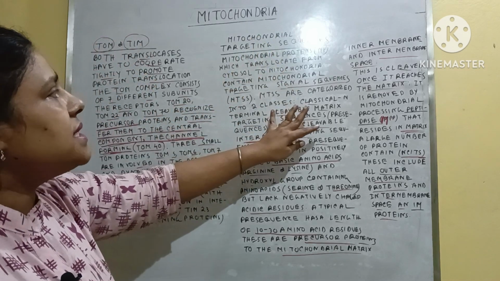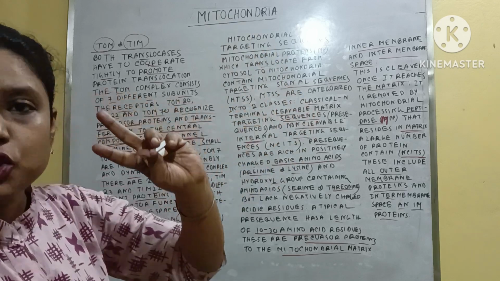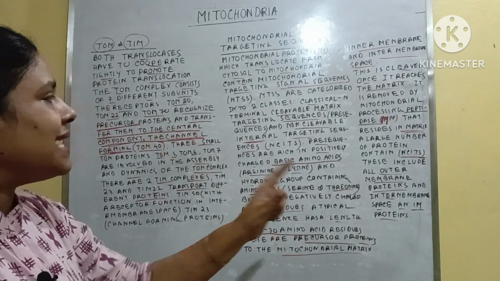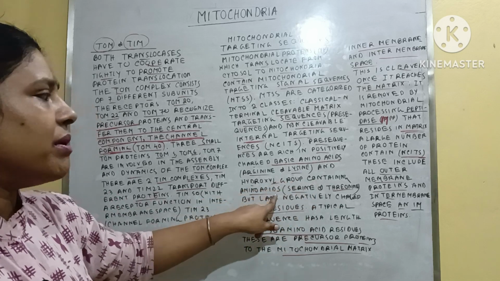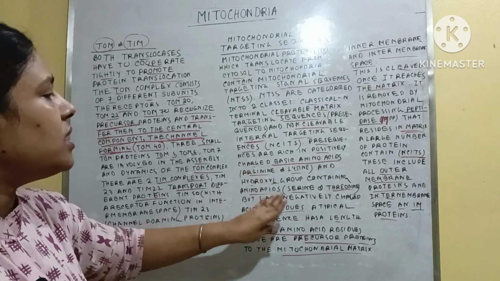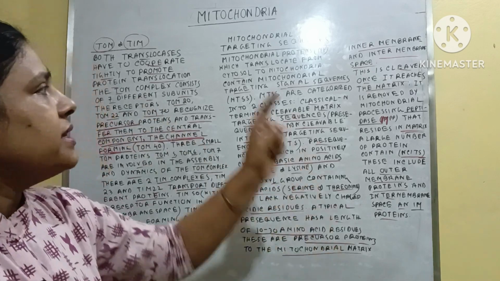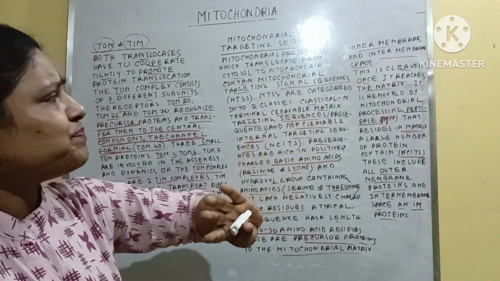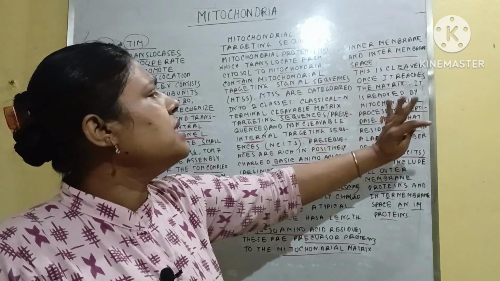And what are the sequences? The precursor protein sequences. These precursor protein sequences are of two types: one is cleavable, another is non-cleavable. The cleavable one contains basic amino acids and hydroxyl group containing amino acids. Okay, and obviously positively charged amino acids, not negatively charged amino acids. First, these are fragmented into smaller parts, then it enters into the matrix region. Okay, and then it is removed by the mitochondrial processing peptidase.